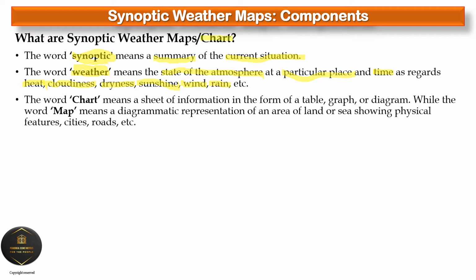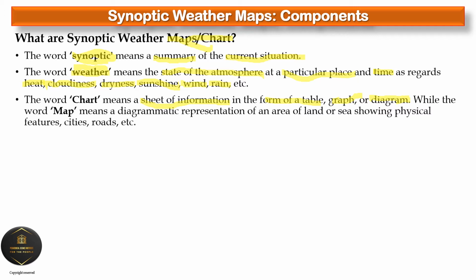Now, how do we represent this summary? We use a map or a chart. And what is a chart? A chart is a sheet of information that is represented in table form, in graphic form, or in a diagrammatic format. And we know that synoptic charts are diagrammatic in nature. That's why we refer to them as synoptic weather charts, because we use a diagram of that particular place to represent the climatic conditions of that place, or the summary of the climatic conditions or weather patterns of that particular place. It is also referred to as a map because we have a map in that diagram.